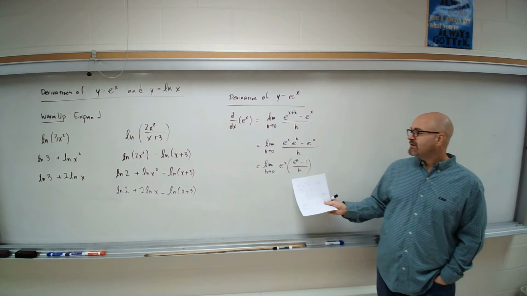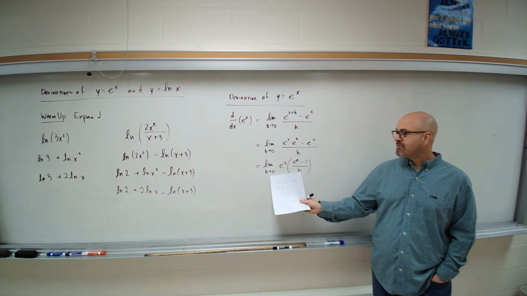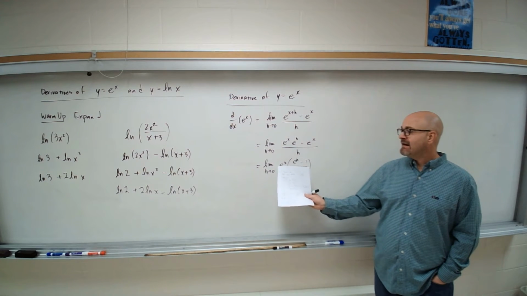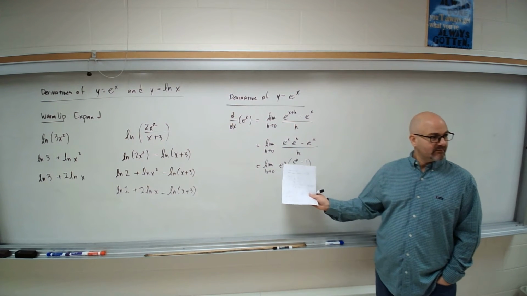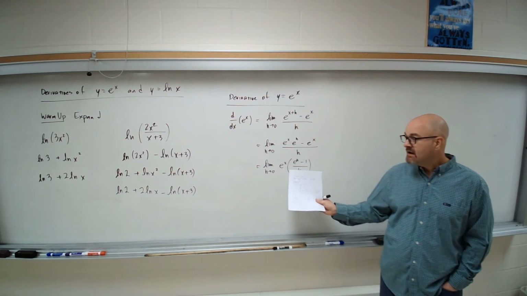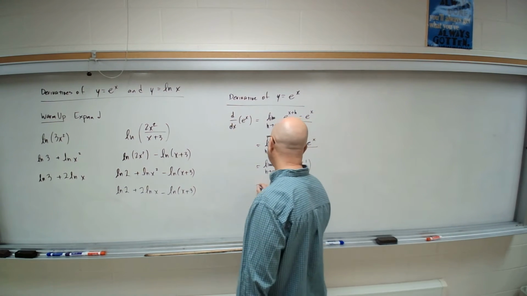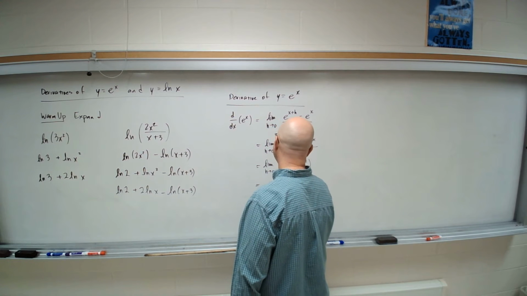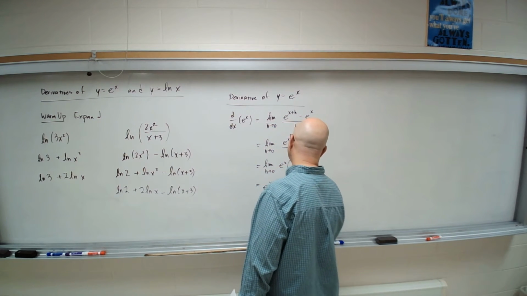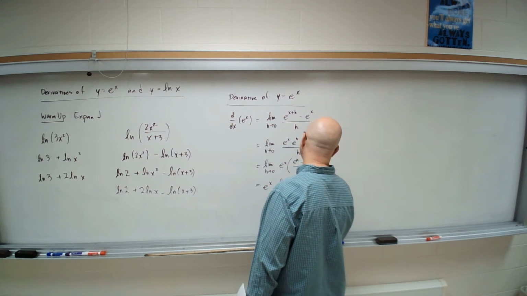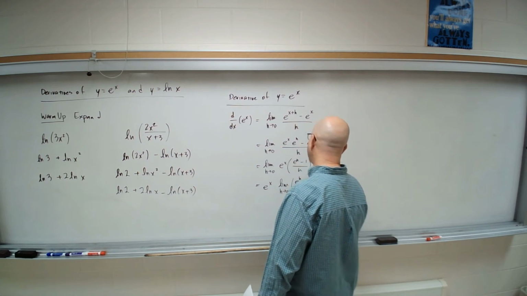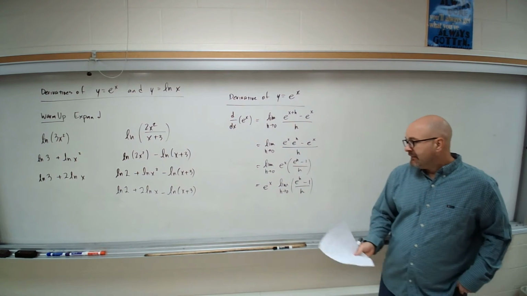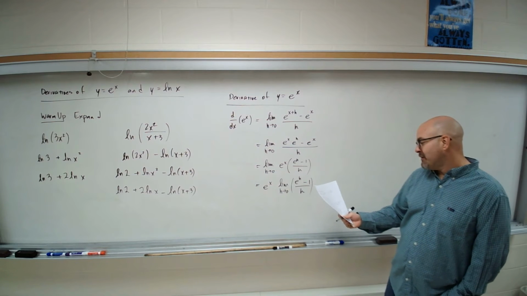But what we're able to do is, because this is the limit as h approaches 0, it doesn't have any impact on e to the x. So I can actually pop it outside and say e to the x times the limit as h approaches 0 of (e to the h minus 1) over h. Now, this is the limit that has a value of 1.